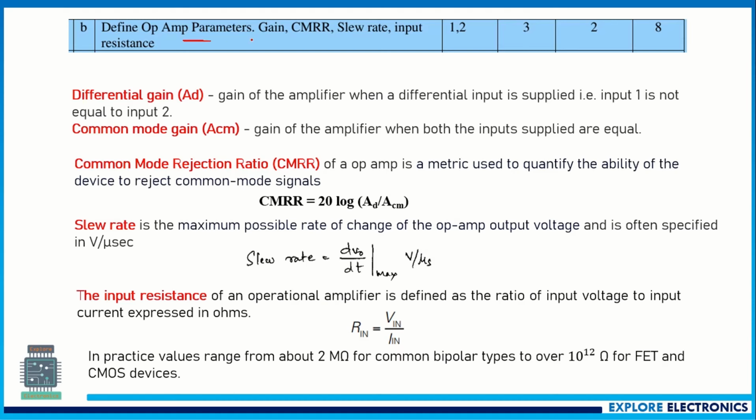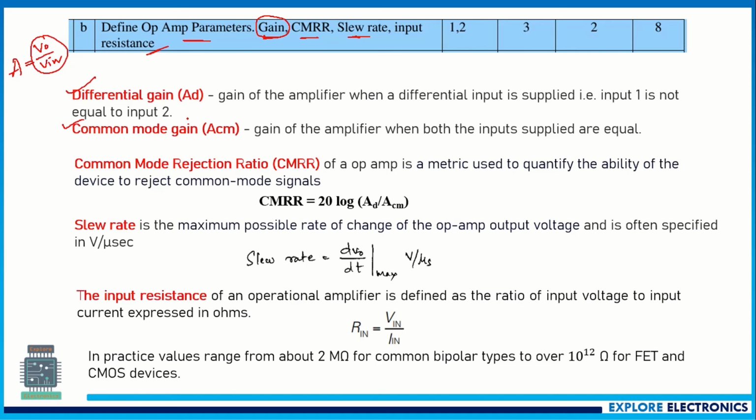Define op-amp parameters like gain of the op-amp, CMRR, slew rate and input resistance. Coming to the gain of the amplifier, the gain of any device will always be Vout divided by Vin. But here in the op-amp, the same Vout by Vin is taken, but there are two different types of gains we are going to consider. One is the differential gain and another one is the common mode gain.